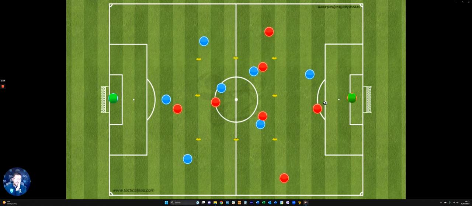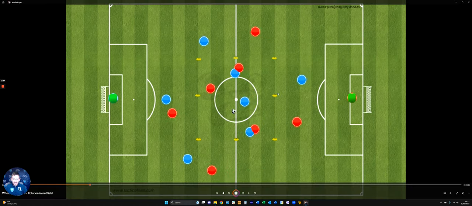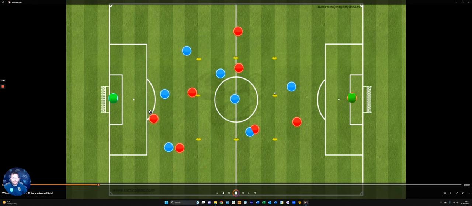So what we're looking to do, the reason there's the 3v1 is to allow lots of opportunities for the ball to go into midfield, because we're mainly looking at the movement and the combinations of the midfield players. So by creating a kind of 4v1, including the goalkeeper, it gives lots of opportunities for us to play into midfield. And then what we want to do is make sure there is support forward when the ball goes forward.